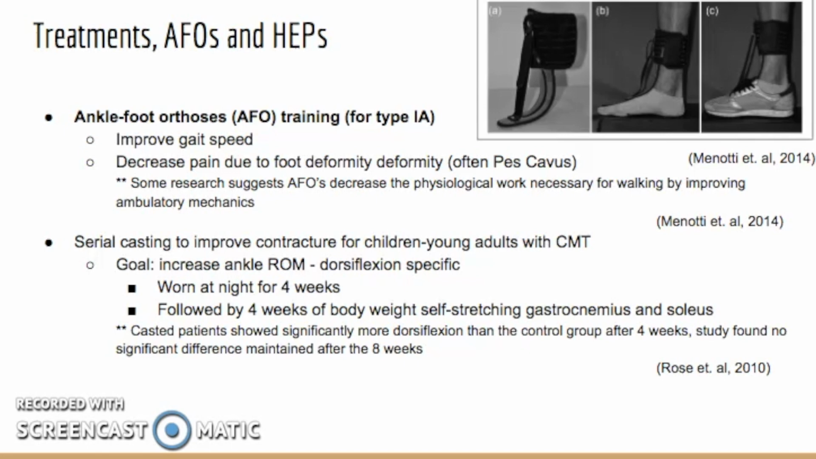An earlier study by Rose et al. in 2010 looked at the effects that serial casting can have on younger CMT patients in terms of ankle contracture. They took patients between 7 and 20 years old with restricted dorsiflexion of less than or equal to 25 degrees. Their goal was to prevent further restriction and increase ankle range of motion. The experimental group wore casts every night for 4 weeks with their ankles held at their own max passive dorsiflexion. This was followed by a 4-week-long HEP of bodyweight self-stretching of the gastrocnemius and soleus.